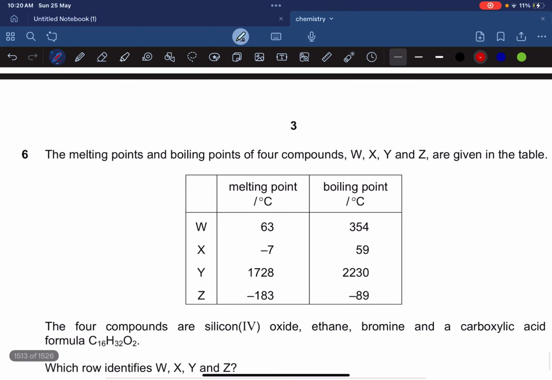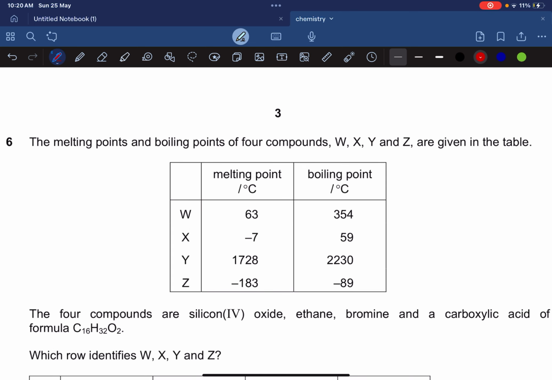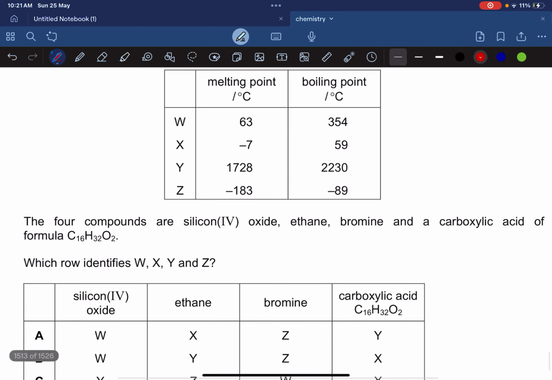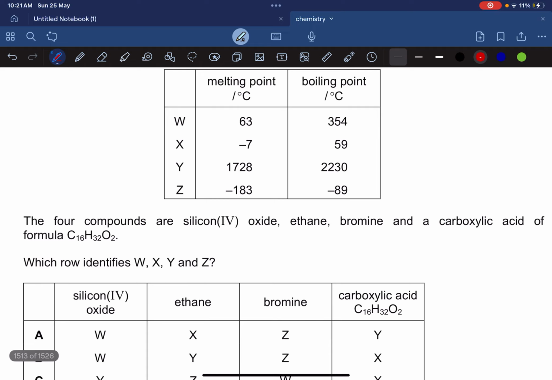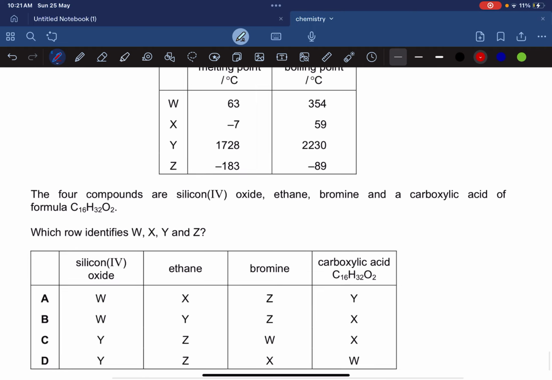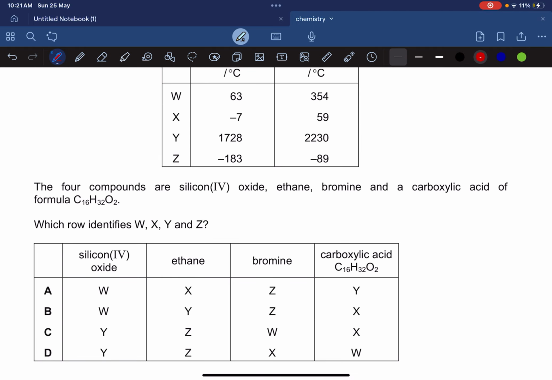Okay, moving on. The melting points and the boiling points of 4 compounds W, X, Y, Z are given in the table below. These are the 4 compounds, not elements, not mixtures. The 4 compounds are silicon IV oxide, ethane, bromine, and a carboxylic acid of formula C16H32O2. A lot of information to digest. Which row identifies W, X, Y, Z?